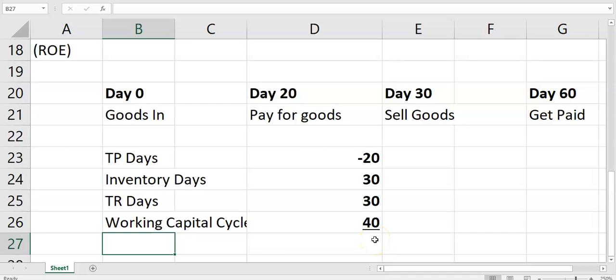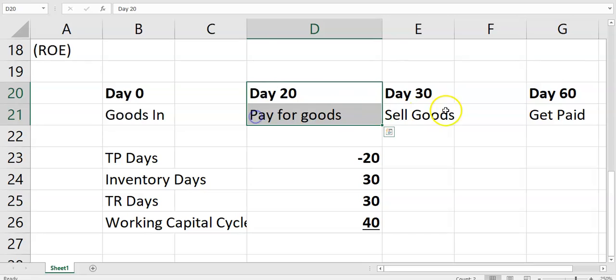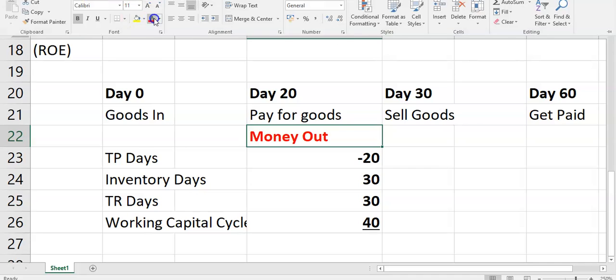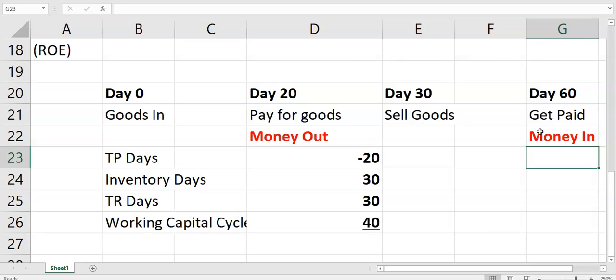What that actually means is when you pay for goods, you have to wait 40 more days before you get money in. So money out happens 40 days, and I'll put that in red. Bear with me and I will bring that up. Money out is 40 days before money in. And that's an important one because the longer that is, the more expensive it is, because you're going to have to finance that through an overdraft, and it suggests you're less efficient overall.